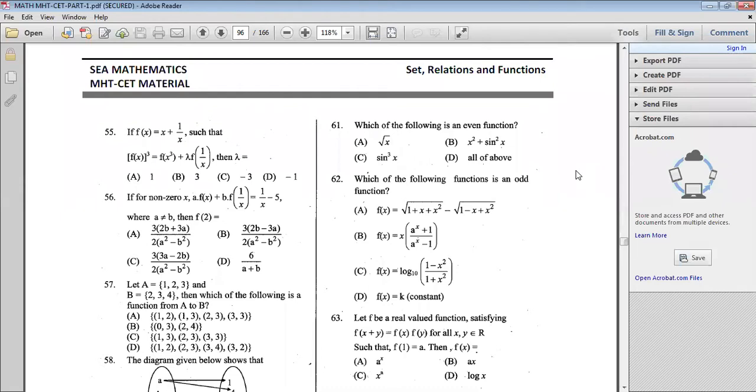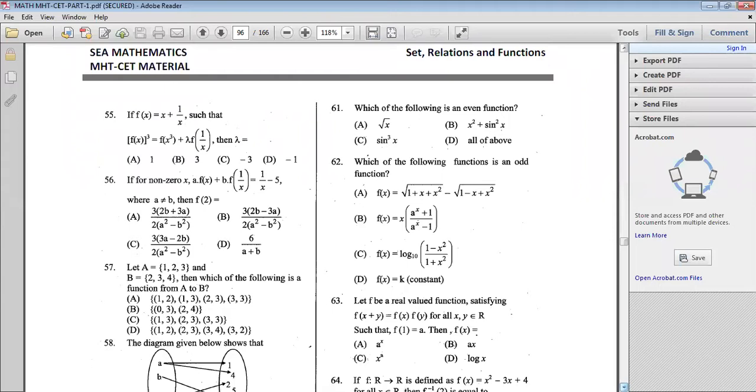Option B. Because the power is even, right? Even if you replace x by minus x, because the power is even, the minus becomes plus. It means the same function comes back. That's why option B is an even function. Okay. Now, look at the 62nd.